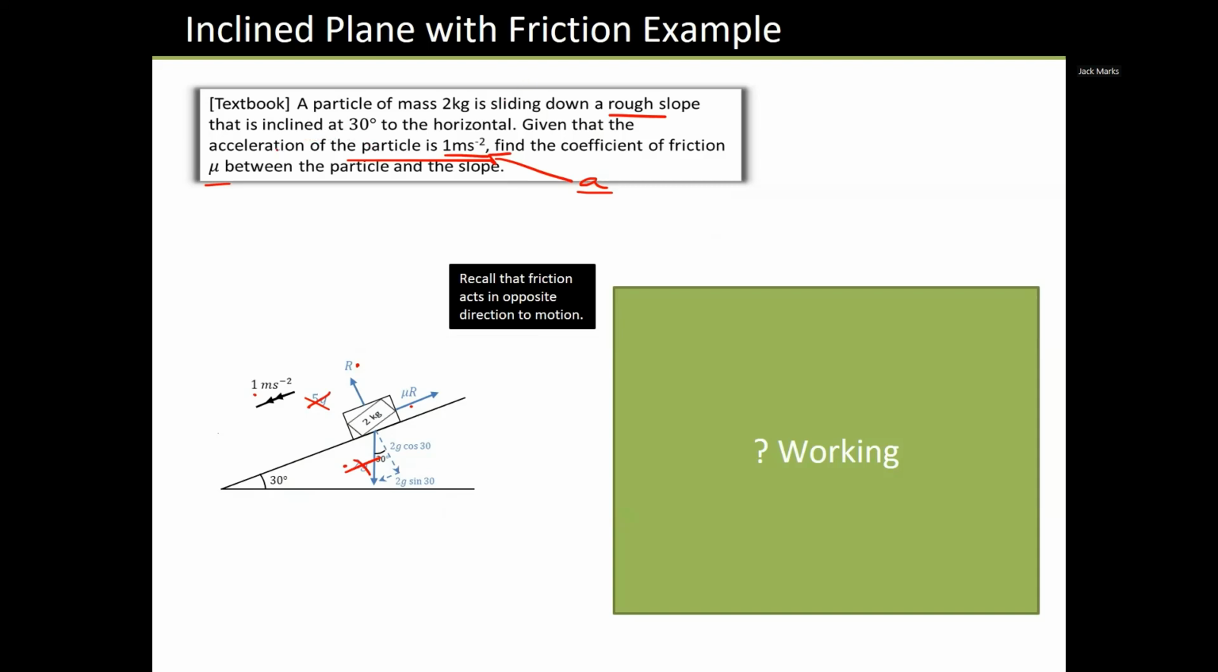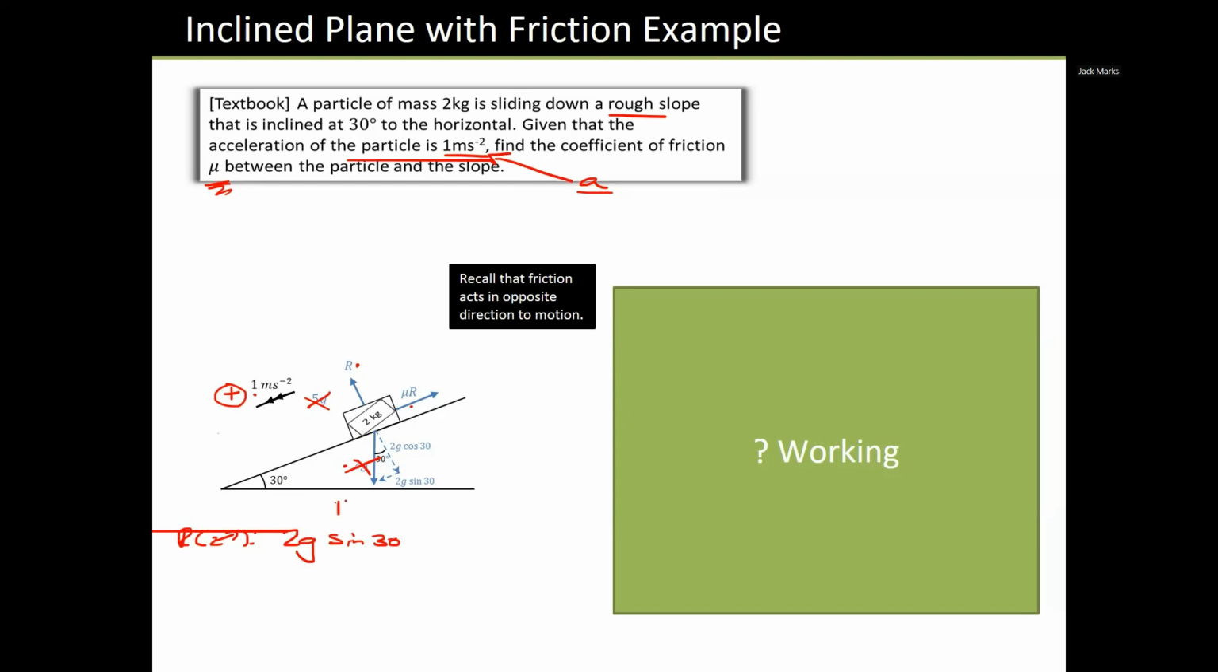Now, how do we talk about mu and acceleration at the same time? My instinct here would be that we want to start talking about parallel to the slope, and we take it from there. So I'm going to make down the positive direction. Is there anything that works in that direction? Yes, 2g sine 30.